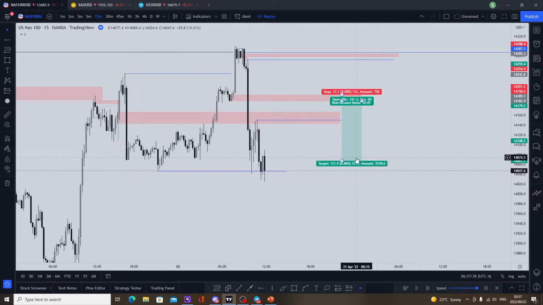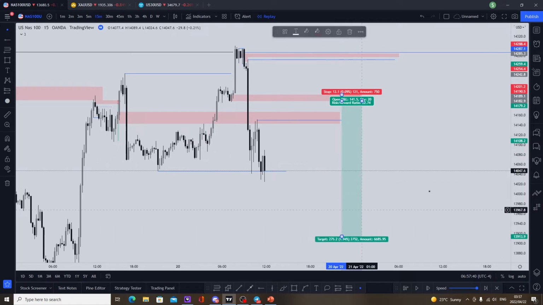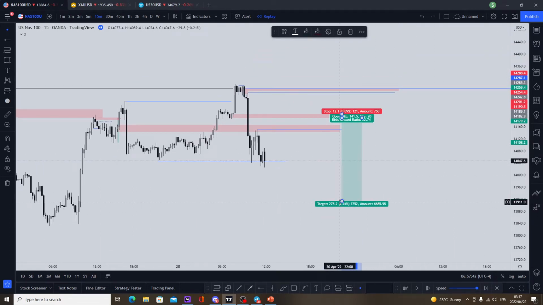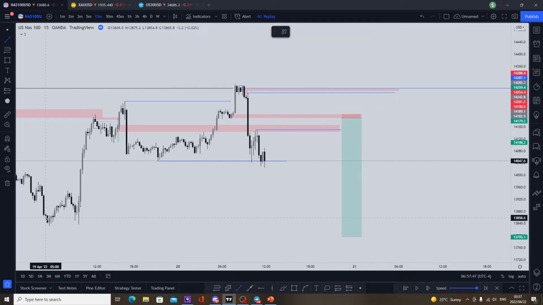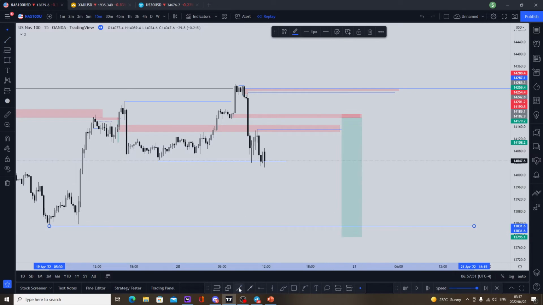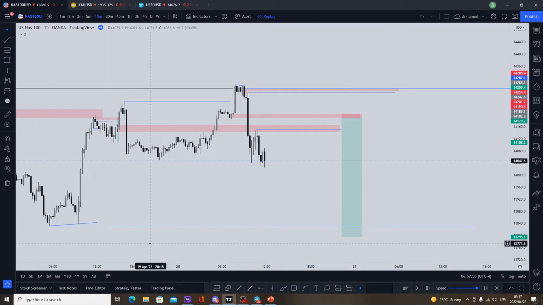So what is the level? If I take the entry, I'm going to target the low. What is the low? I'm going to target this low. This is going to be the area where I'm going to target. Why? Because there is this shift in market structure. It's a liquidity that they have to target.